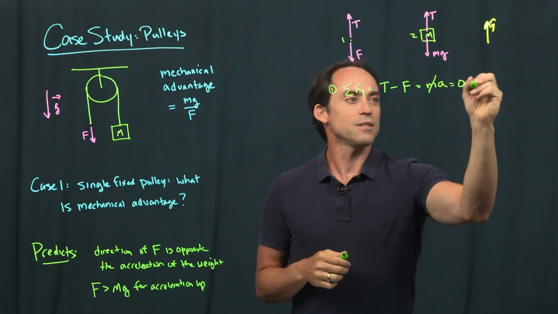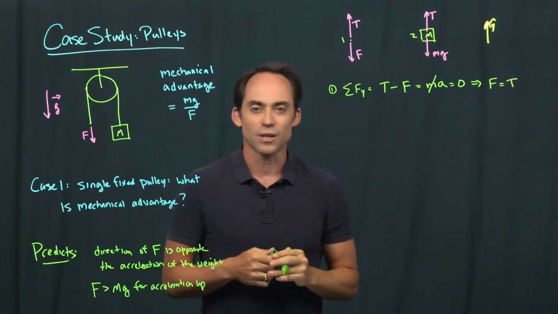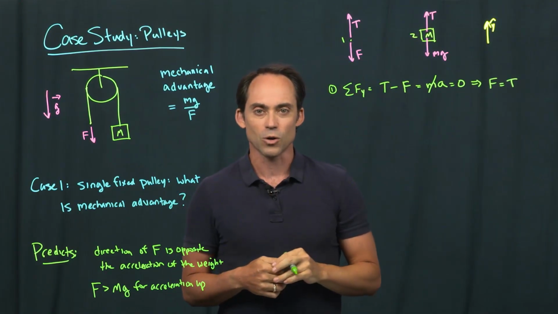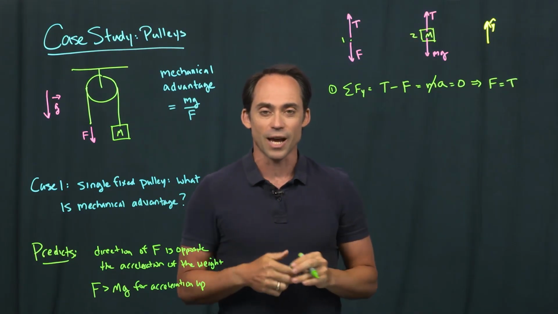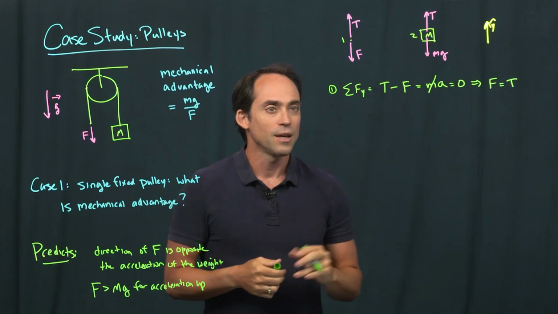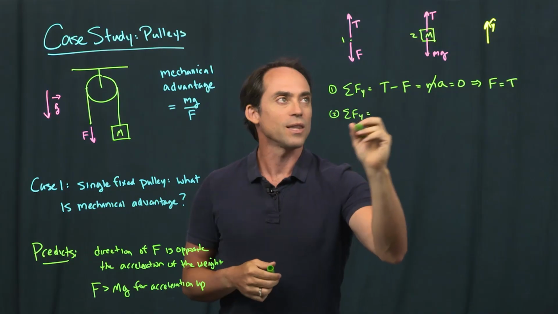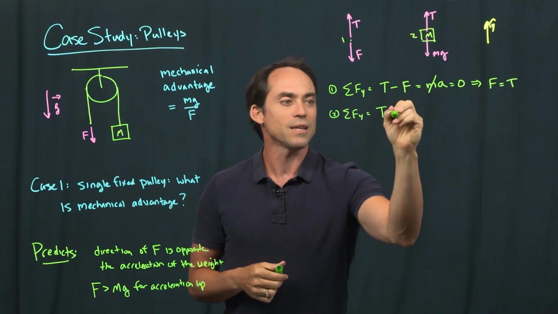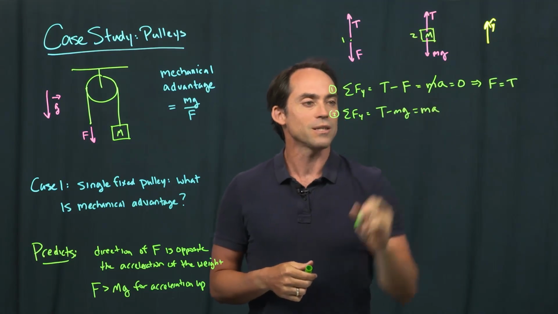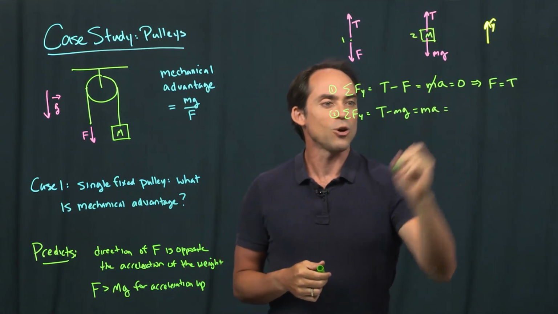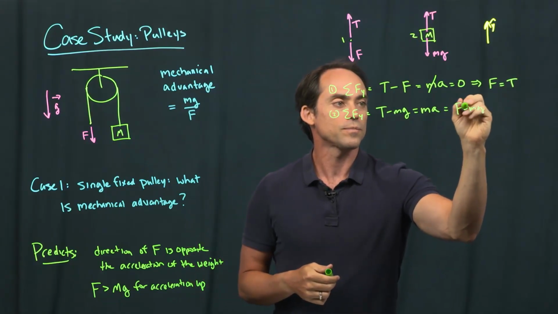This immediately tells us that whatever force I'm applying is equal to the tension in the rope throughout the system. That's a very convenient way of figuring out what the tension is: it's simply the force applied at one end of the rope. Let's look at the other object and its sum of forces. That's fairly simple to write: T minus mg equals the mass times its acceleration. Since I know T is the force applied, this is just F minus mg.